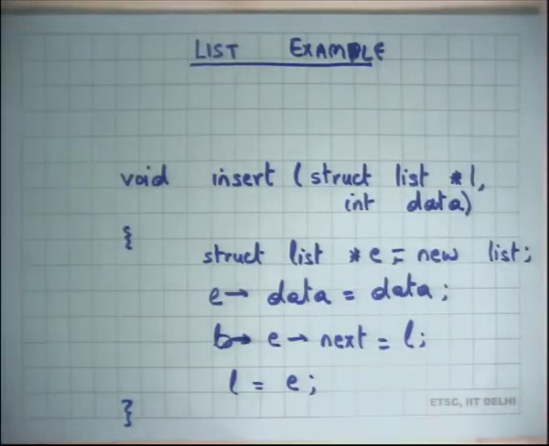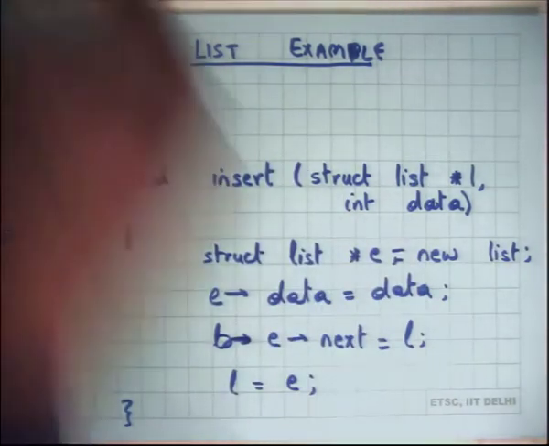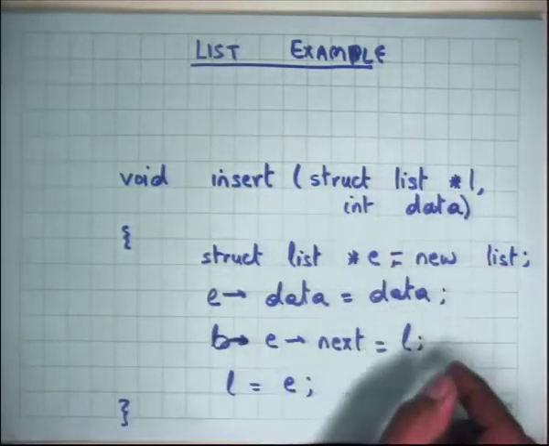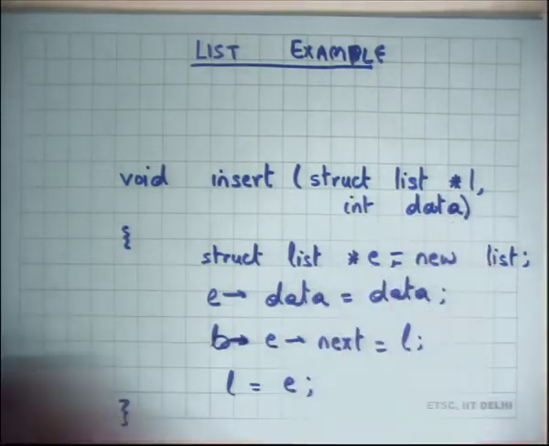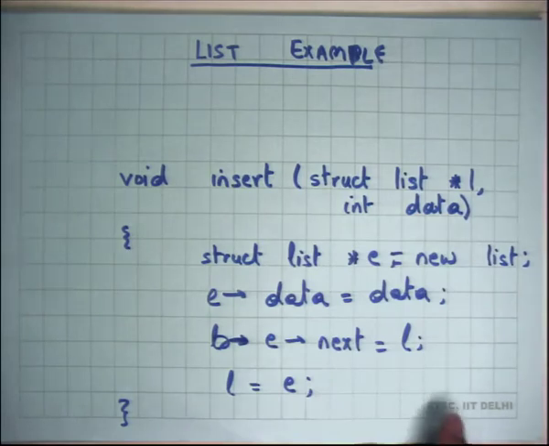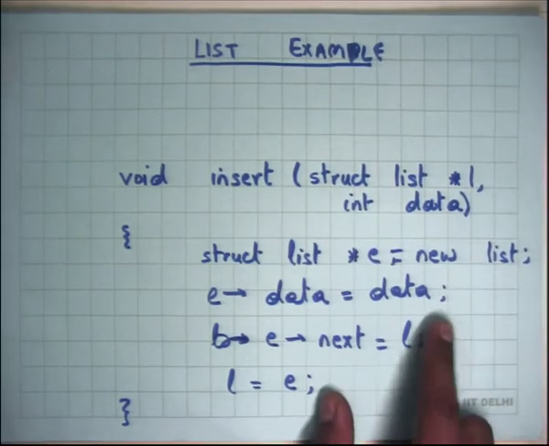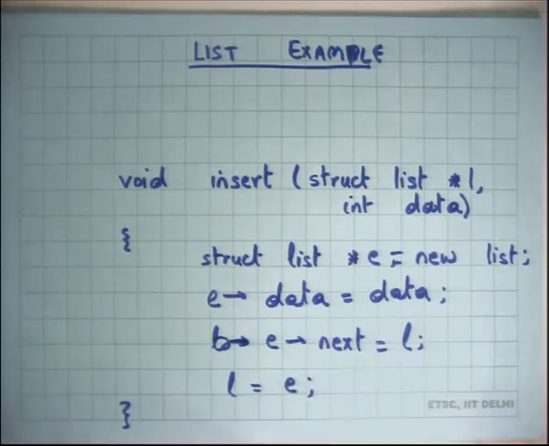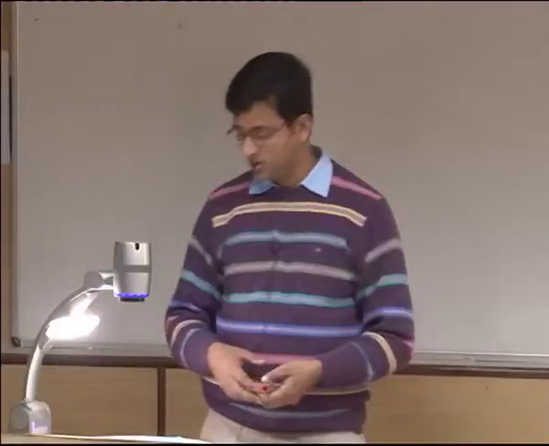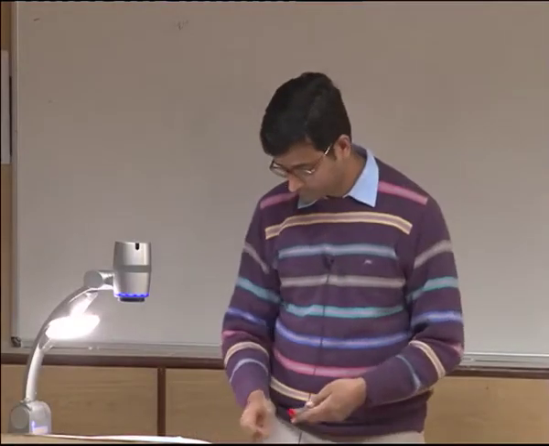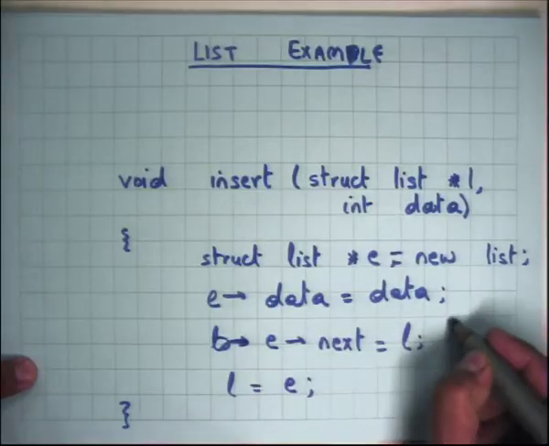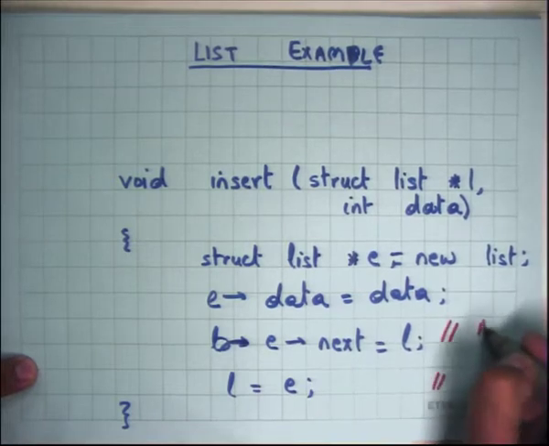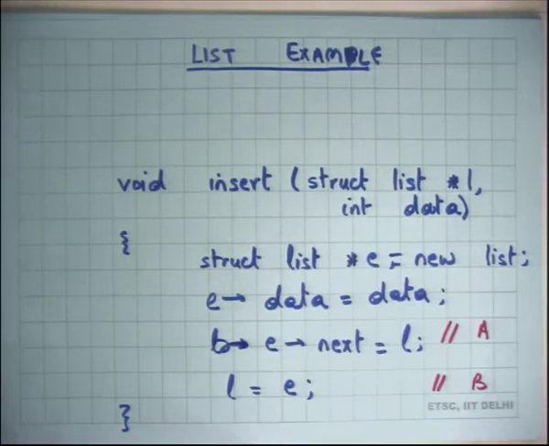Then we looked at this example of a list. Let's say there's a shared list L, and a function called insert that inserts a data element into L. This code allocates a new list element, initializes its data and its next pointer, and updates the list. If multiple threads do this simultaneously, there's a problem, because let's say this is statement A and this is statement B, these need to be executed atomically.